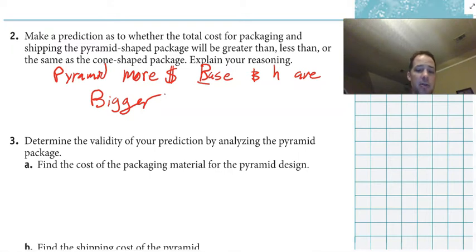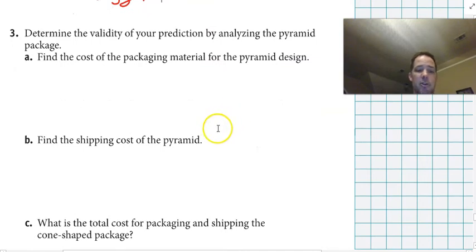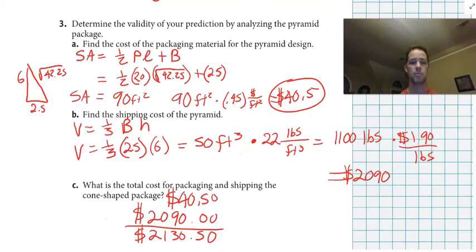Determine the validity of your prediction by analyzing the pyramid package. Okay, so we got to do all the work right here. I'm just going to put the answers I got. If you want to do them on your own, you're welcome to do that. But I'm going to pause here and then put the answers up. All right, so here we have all of the work for figuring out the cost of packaging. It'll be about $40.5, a little bit more expensive. The volume ended up being more as well.